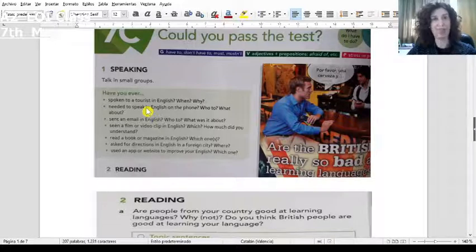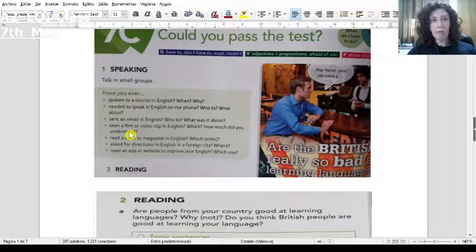Very bad. Have you ever needed to speak in English on the phone? Very difficult, yeah. To speak English on the phone is more difficult because we don't have face-to-face communication. No veiem a la persona, no ens pot ajudar el body language, the gestures. Send an email in English? I think so. Very important to write emails in English.